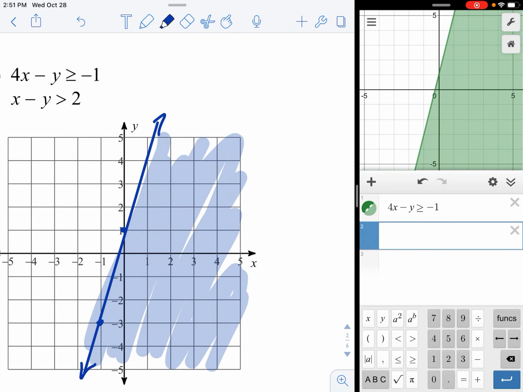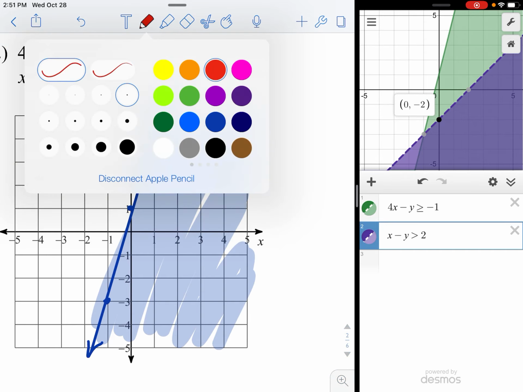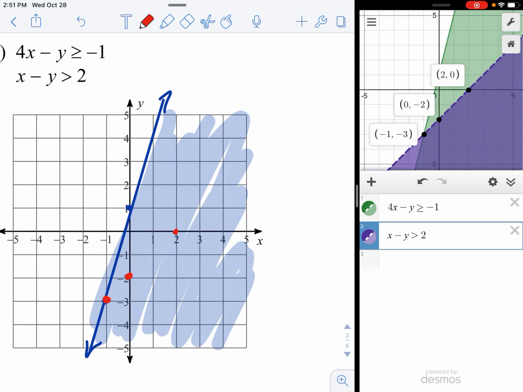Now let's do the second one. X minus y is greater than 2. So now we have this purple line here. Let me change colors. I'll switch to red. So there's the intercept. They seem to cross each other right there. There's another key point up there. It's a dotted line. And this one is shaded like this.